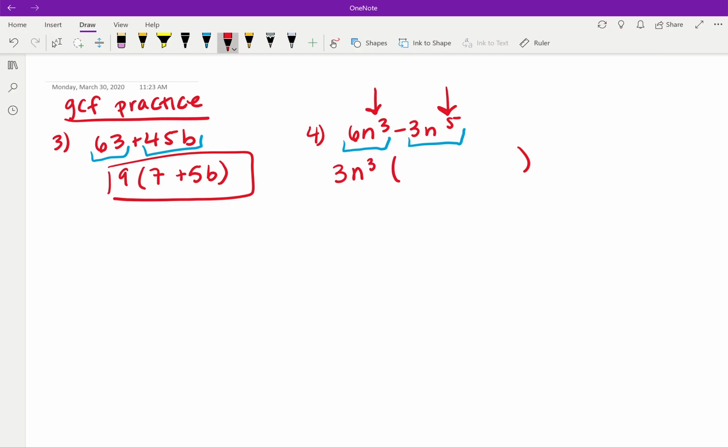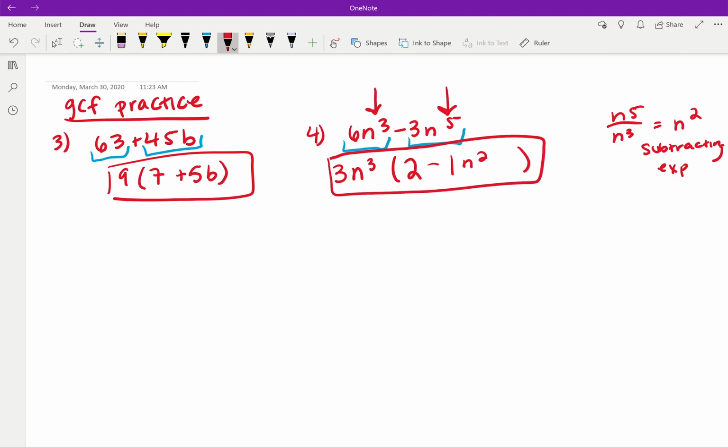6 divided by 3 is 2. N to the third divided by n to the third cancels out because they're both 3, so it's gone. Minus 3 divided by 3 is 1. And then n to the fifth divided by n to the third, if you remember our properties of exponents, if we divide, so n5 over n3, that's the same as subtracting the exponents. So this leaves us with n to the second. So that's my answer. All we're doing is taking out what they have in common. So let's look at number 5.